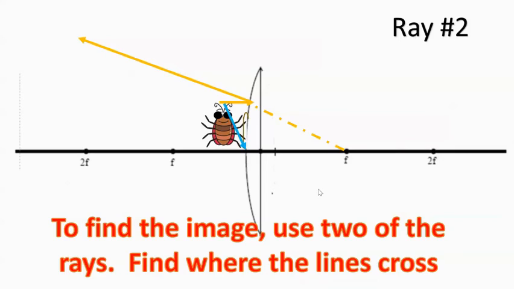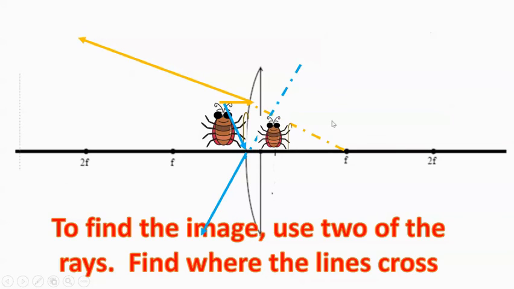Next, I'm going to use the second ray, and it's going to reflect off the middle like that, and then we're going to continue the reflected ray off to this right side, right, which will give us the crisscross that we need to see where the image will be. So the image will be right there.